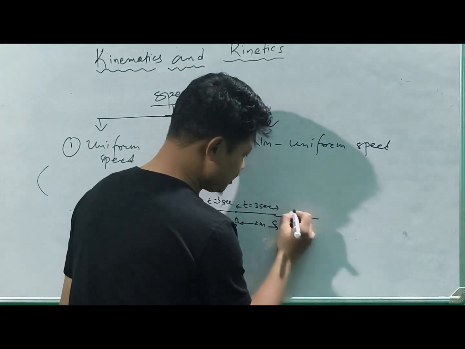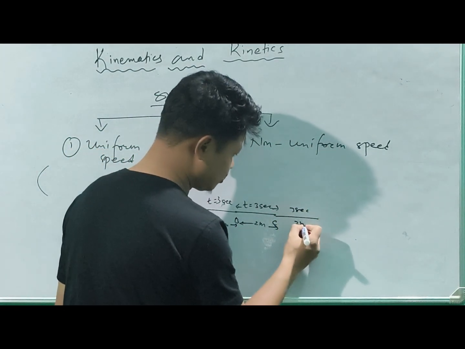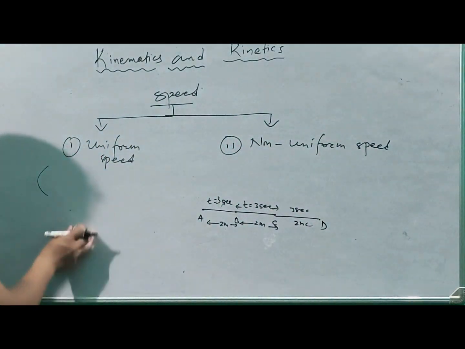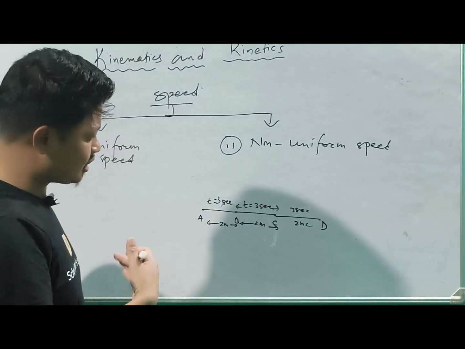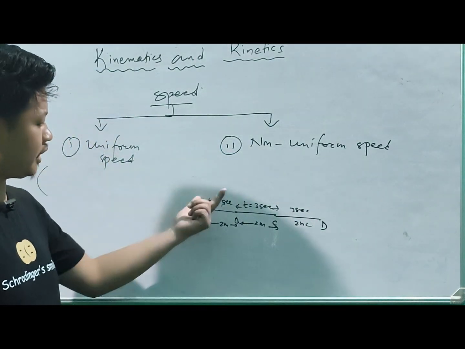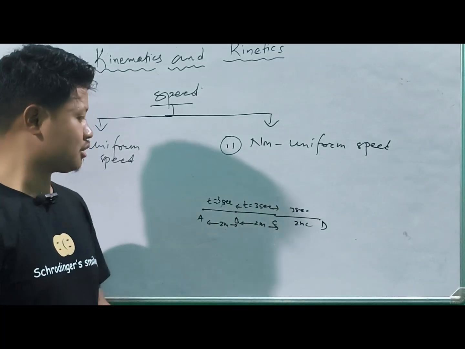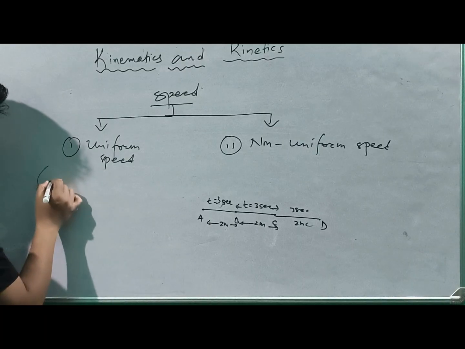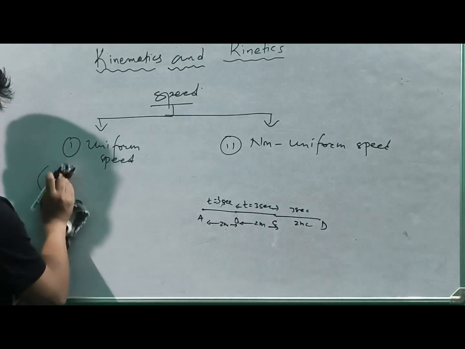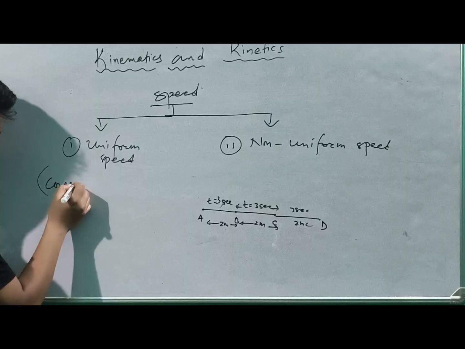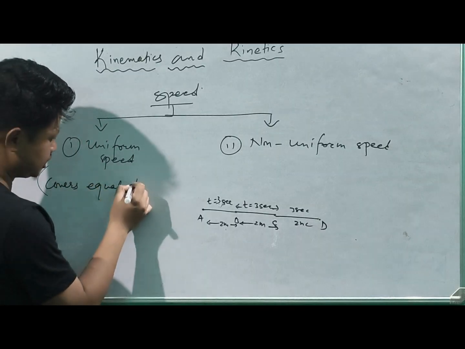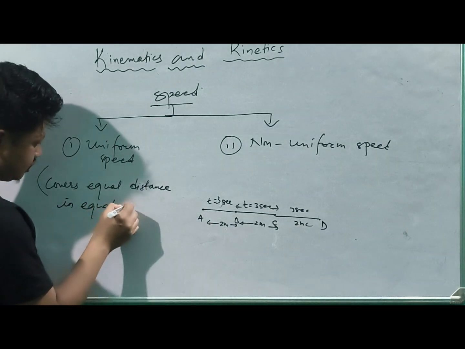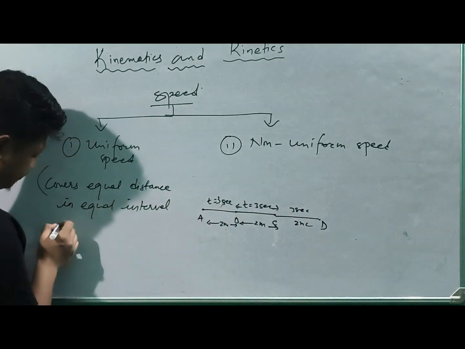Again in the next 3 seconds it will cover a distance of 2 meter. So here, what did you see? For equal intervals of time, the distance covered is the same. So this type of motion is called uniform speed. Here it covers equal distance in equal intervals of time.